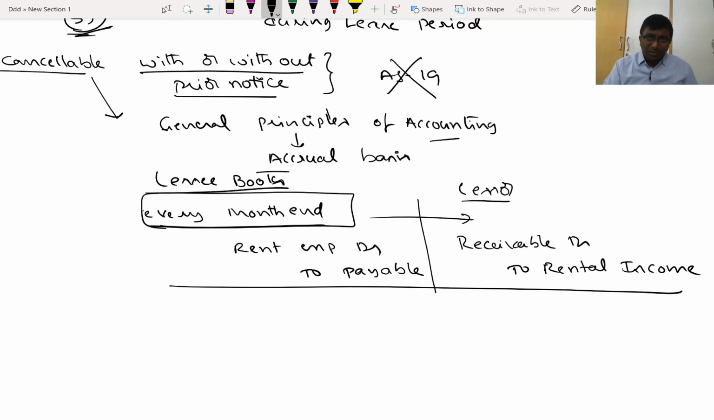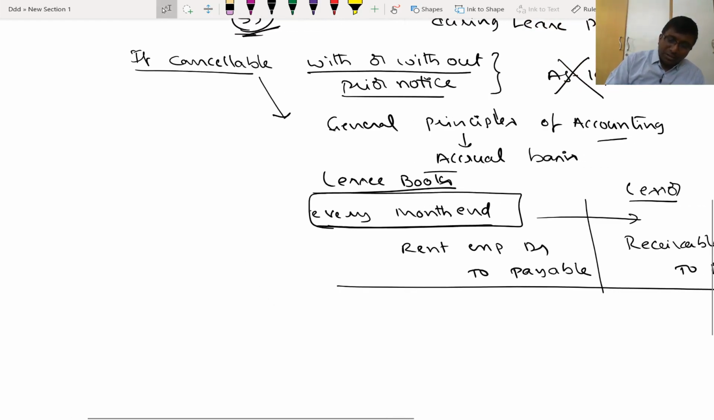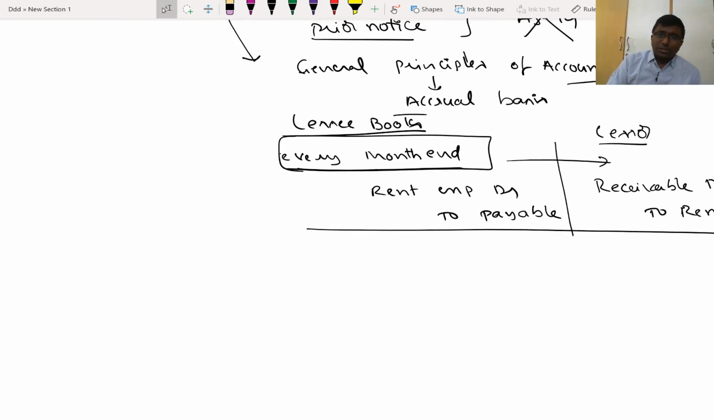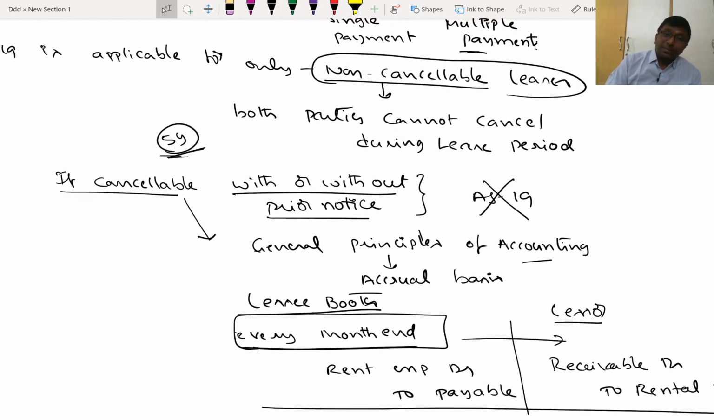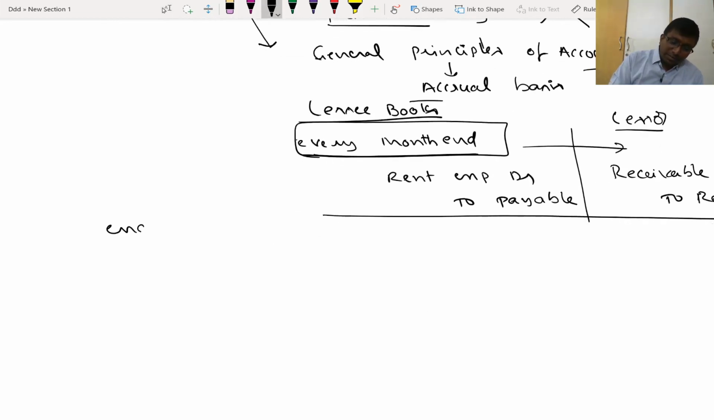If it is non-cancelable, then I said you should follow accounting standard 19. Done. But there is one small exception to this rule. Listen very carefully. If you see the agreement, one line is written: the agreement can be cancelled.